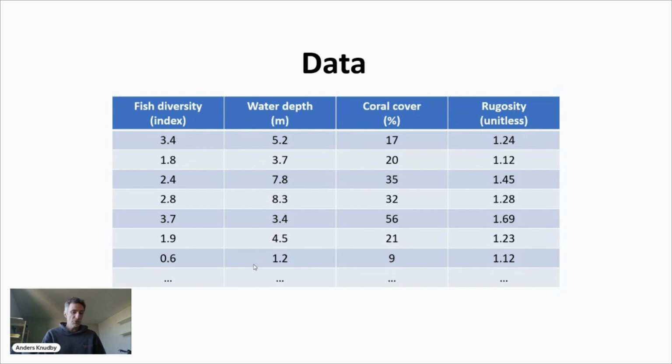Let's say you have 100 data points, and each data point contains information about fish diversity. You see that here on the left. And also habitat information like water depth, coral cover, and rugosity, which is a measure of the structural complexity of the seafloor. So you can imagine you've been out on the reef and you've measured the fish diversity, and at the same location measured the other variables here. So your data set would look something like this.